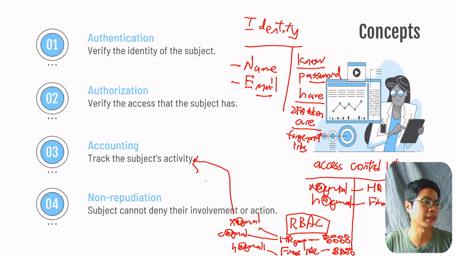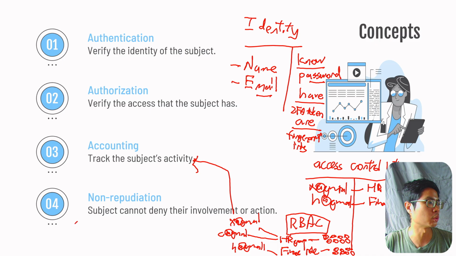For example, X may deny that he accessed the CEO's salary. And if we have accounting, and the logging is done in a non-repudiable way, then there is no doubt that we can tie it to X. Okay, so all these that we have looked at so far, authentication, authorization, and accounting, are all known as controls.